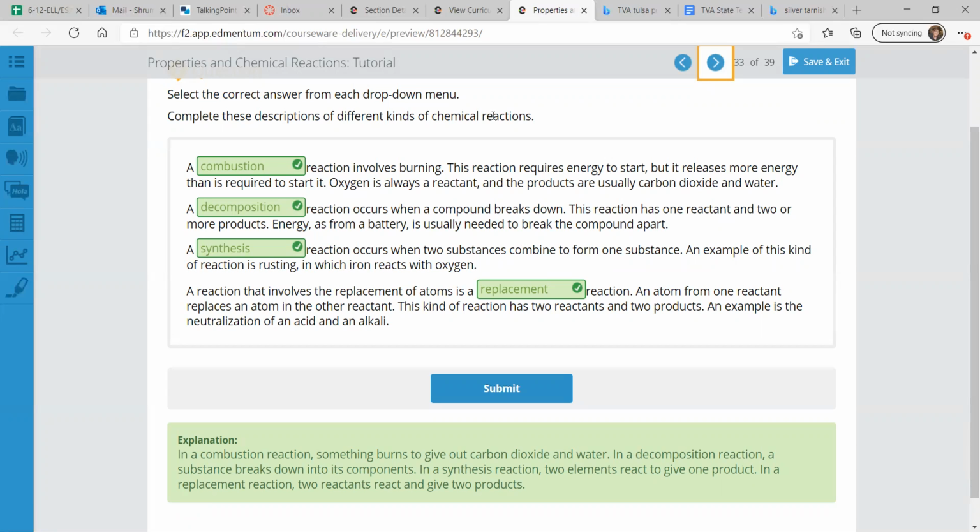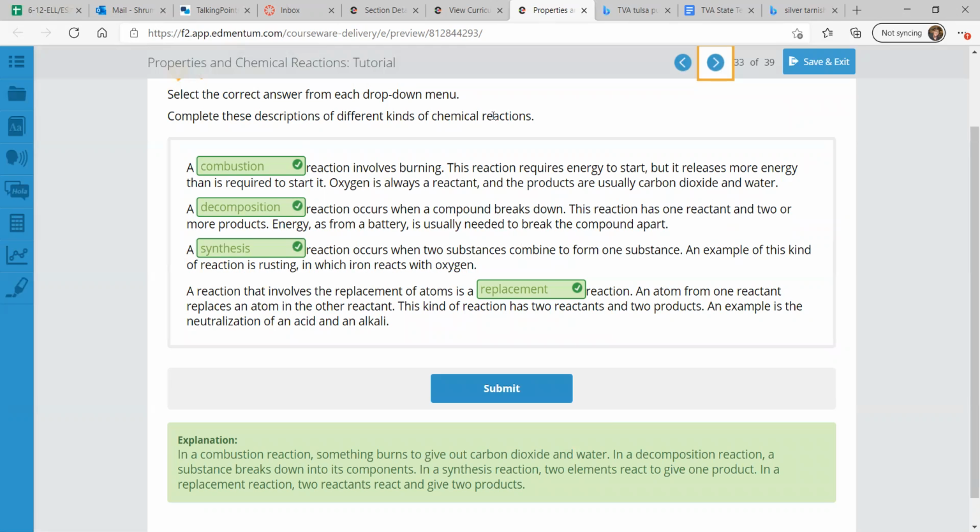A decomposition reaction occurs when a compound breaks down. This reaction has one reactant and two or more products. Energy, as from a battery, is usually needed to break the compound apart. So think of electrolysis. A synthesis reaction occurs when two substances combine to form one substance. An example of this kind of reaction is rusting, in which iron reacts with oxygen.